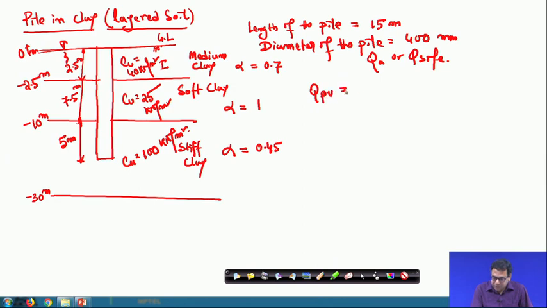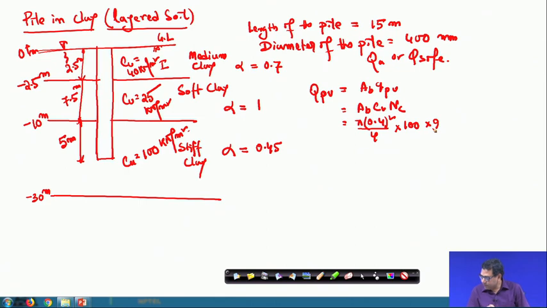QPU. QPU is AB into Cu into Nc. Okay. And this AB is the area of the pile base. So, pi into 0.4 square divided by 4, and Cu: this pile base is in the third layer where the Cu value is 100. So, you will take 100 as the Cu and Nc is 9. Okay. So, this value is coming out to be 113 kilonewton per meter square.